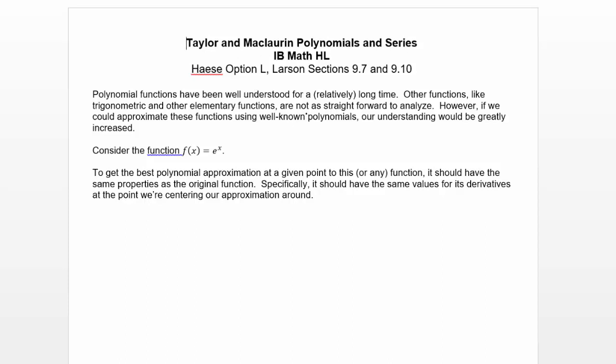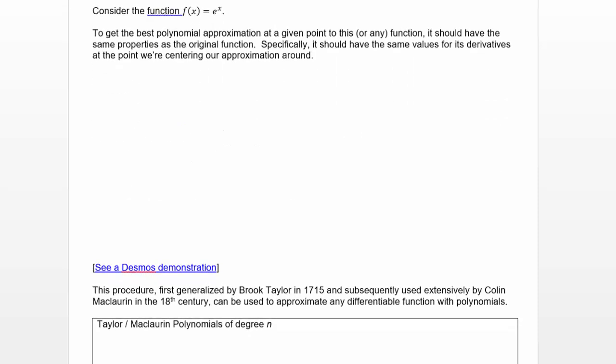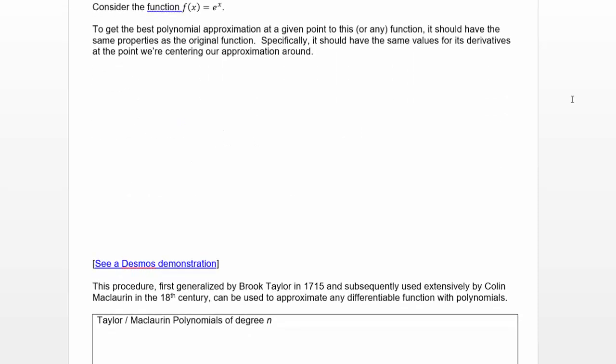As a starting point, we're going to analyze this function e to the x. And we'd like to come up with a polynomial that approximates what e to the x is. When I say approximation, I want this polynomial to have the same properties as e to the x. Namely, we want a polynomial with the same derivatives.